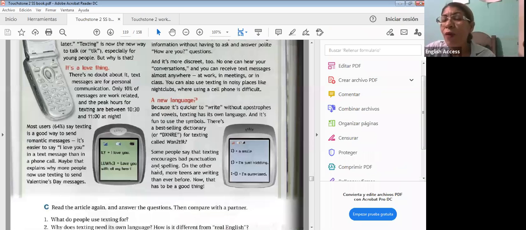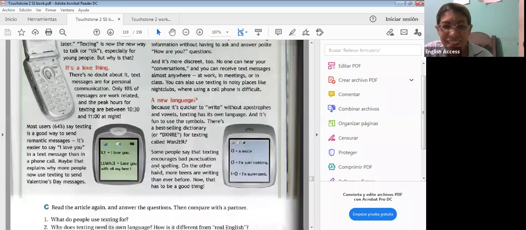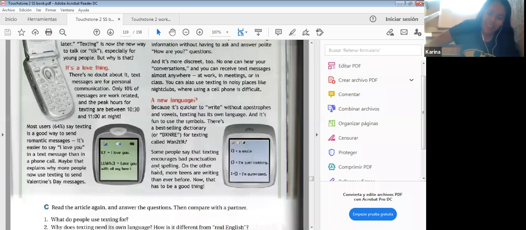There is a reason why people are using these symbols, because it's quicker to write. We have apostrophes. It's quicker, excellent, right, with the apostrophes. What else? And vowels. Yeah, right. It's quicker to write without apostrophes and vowels. Texting has its own language, and it's fun to use the symbols.